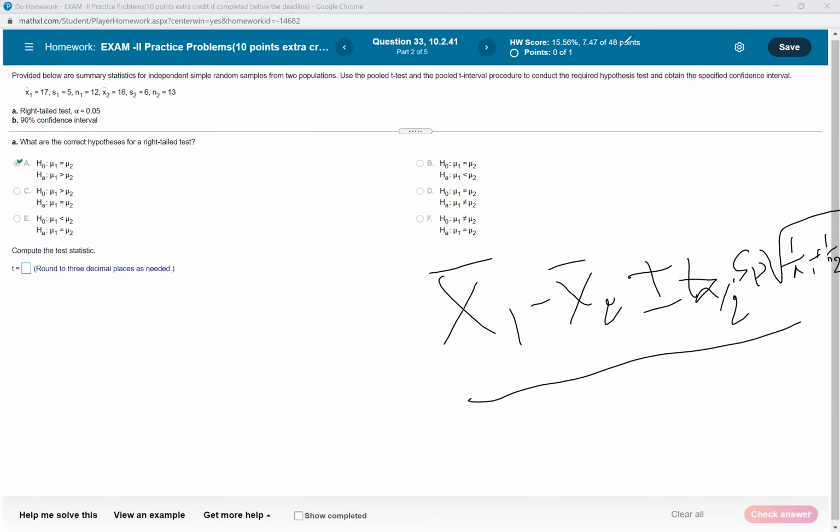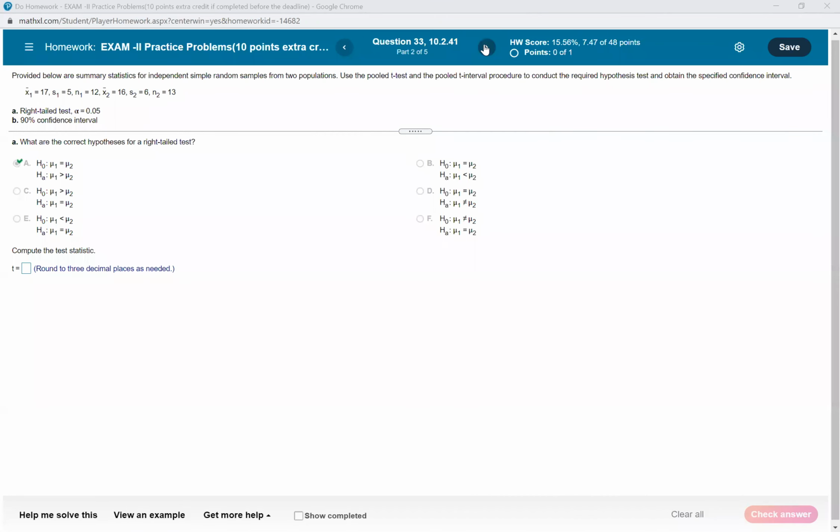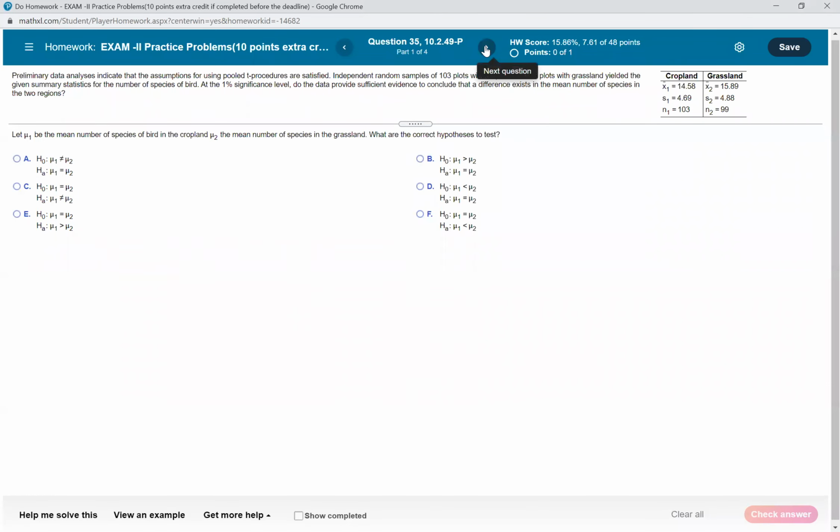Okay, so let me clear all the drawings. This is also a similar type of problem, but this is a right tail test. Yeah, this is exactly a similar problem, so I'm not going to go over this. And here we also have two types of land, cropland and grassland. We have the sample average x1 and sample average x2, and the sample standard deviations s1 and s2. They are 4.69 and 4.88.